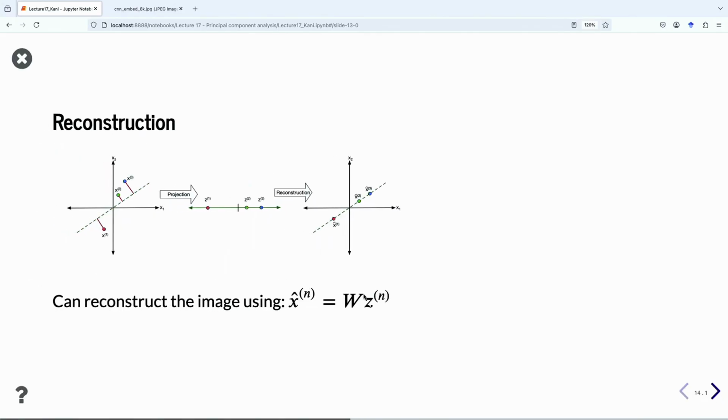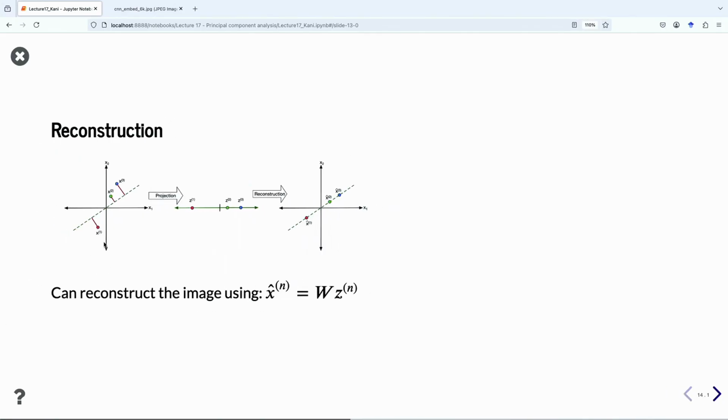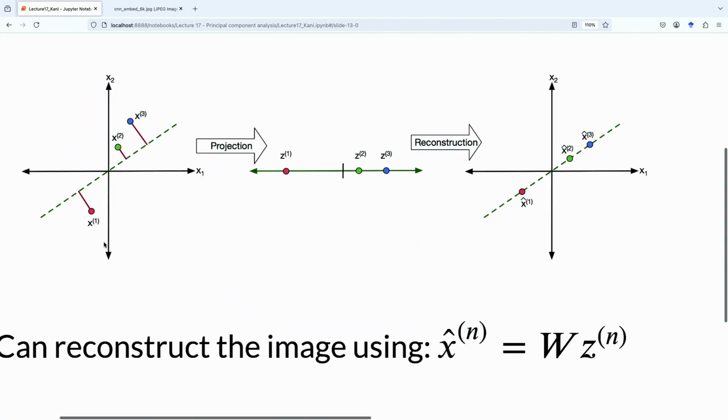Okay, so a note on reconstruction. So what are we doing? So this projection, we use that matrix W, or we project these data points onto a lower dimension, a dimension of size 1, using the matrix W transpose. Then in order to quote-unquote reconstruct the data, we could use that matrix W to simply multiply matrix W by the projected point Z to get a reconstruction of the original data.